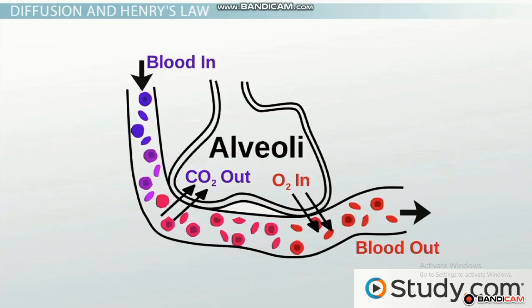As we have stated, gas exchange occurs across a respiratory membrane. The respiratory membrane separates the alveolar air on one side from the blood on the other.